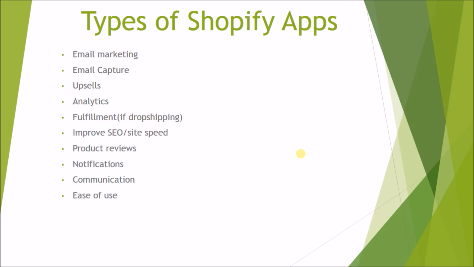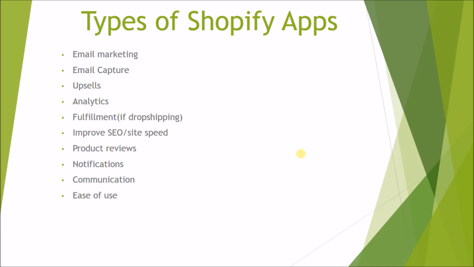And the next type of app is if you're drop shipping, you're going to have a fulfillment based app, whether print on demand or AliExpress, eBay, whatever. The next type of app you're going to have is SEO type apps that just improve your site speed. And then there's product review apps, which are pretty self-explanatory. And then there's notification apps, which are those little bars that are on the top of the screen where you can put free shipping or any type of notification you want. And then there's the pop-up notifications that show recent sales history and stuff.